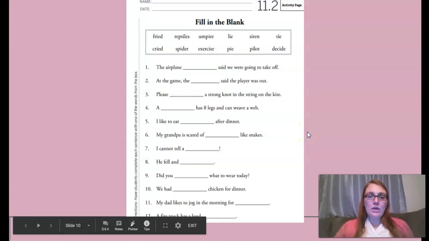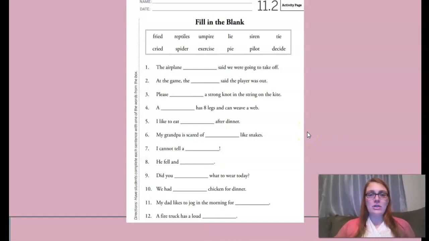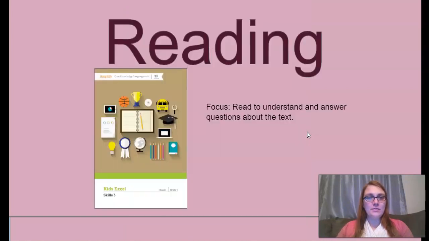Okay, 11.1, you'll either complete the activity page on your own or the Google form. Same thing. You're going to read the words and figure out where those 12 words go, 1 per sentence.